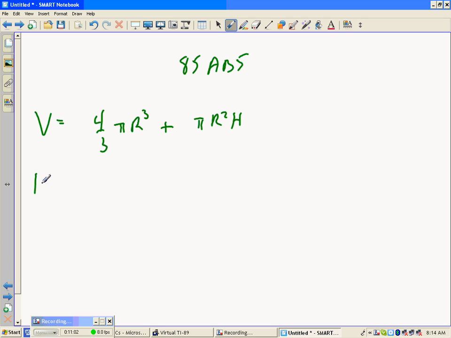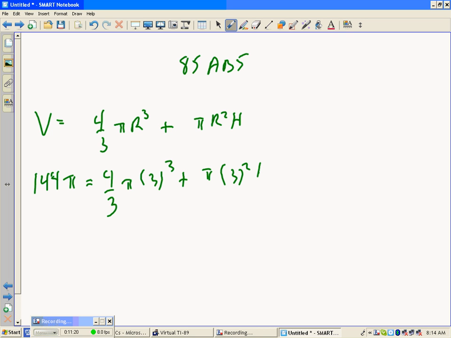No, that's right, it changed. 144 cc's, 144 pi cc's, that's different, okay? And they told you at the instant that the radius is what? They want to calculate this the moment that the radius is 3. So just plug this stuff in and guess what you can find out? You're just going to get h out of this, right?